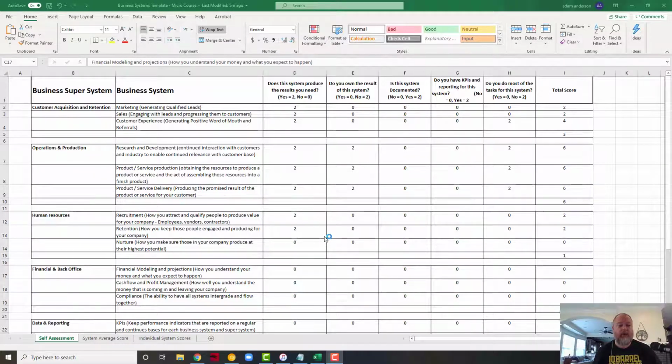All right, folks, here is a quick overview of the business system template that comes with the micro course. This is how you're going to do a self-assessment. Let's rock and roll through it.